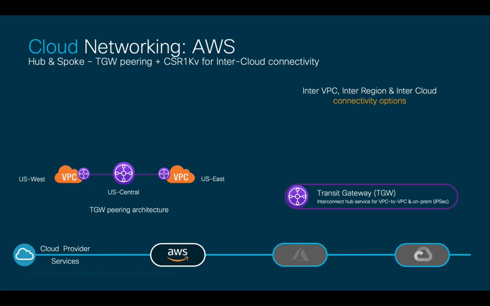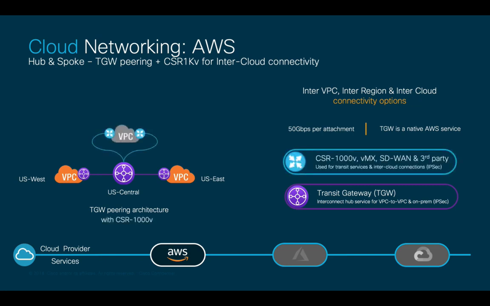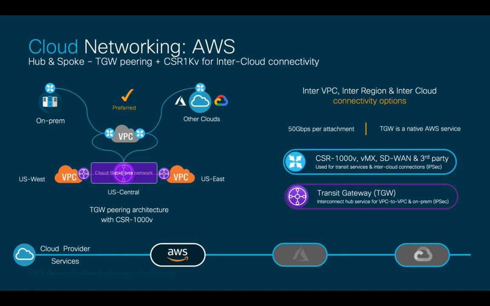TGW is an interconnect hub service that the different VPCs attach to, allowing higher bandwidth per attachment than VGW and also offering VPN connection options to external environments. However, CSR1000V can also be used in conjunction with TGW for external connectivity to on-prem sites and across clouds for the same reasons mentioned before. TGWs are the preferred option to use for inter-VPC communication, especially since it uses the cloud provider backbone network.